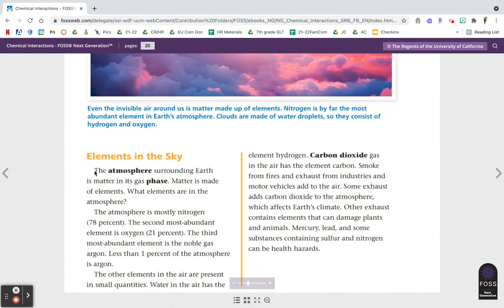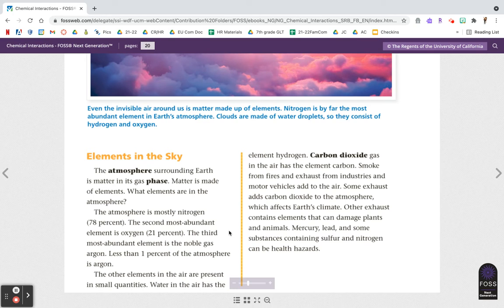Elements in the sky. The atmosphere surrounding Earth is matter in its gas phase. Matter is made of elements. What elements are in the atmosphere? The atmosphere is mostly nitrogen, 78%. The second most abundant element is oxygen, 21%.